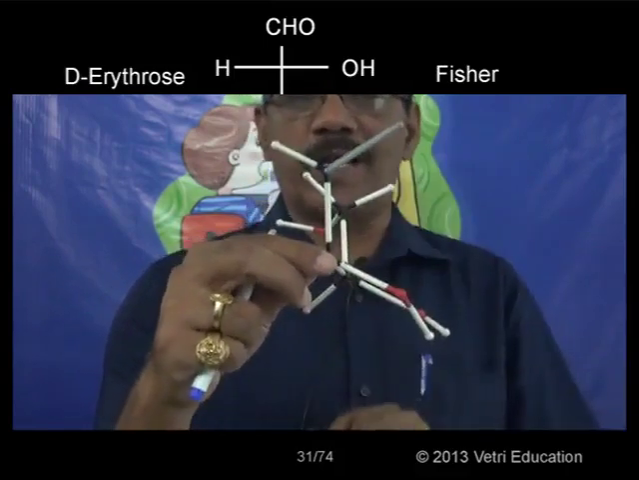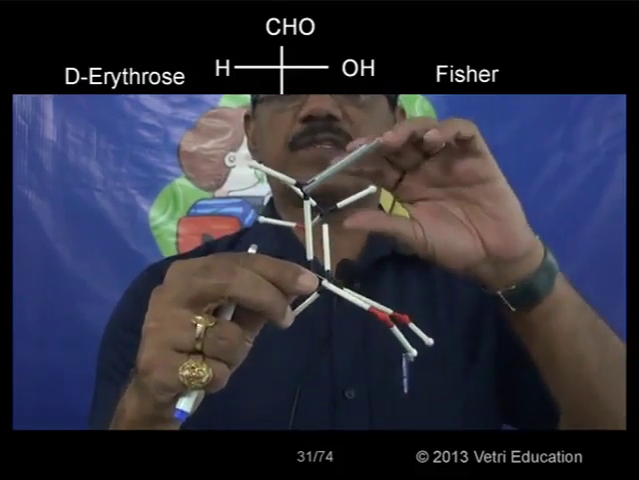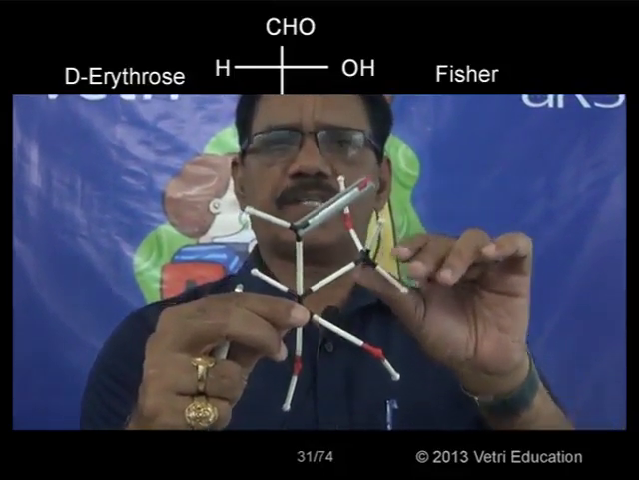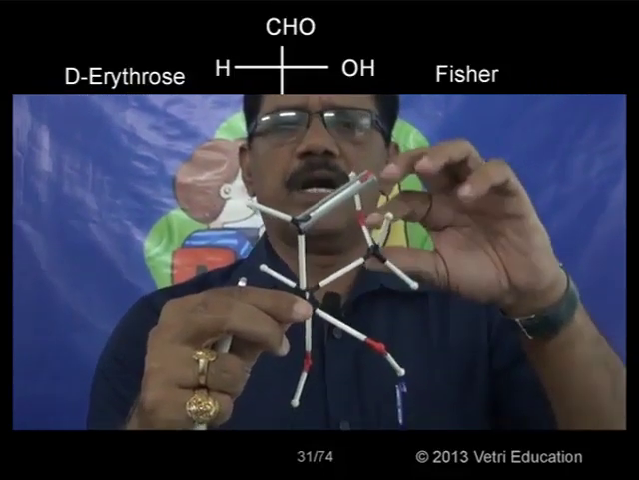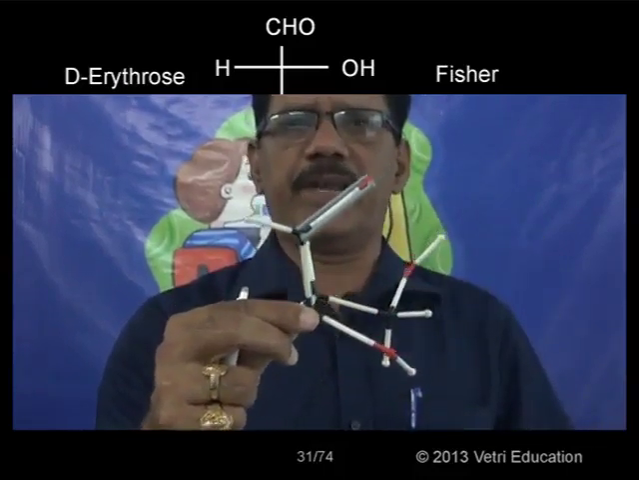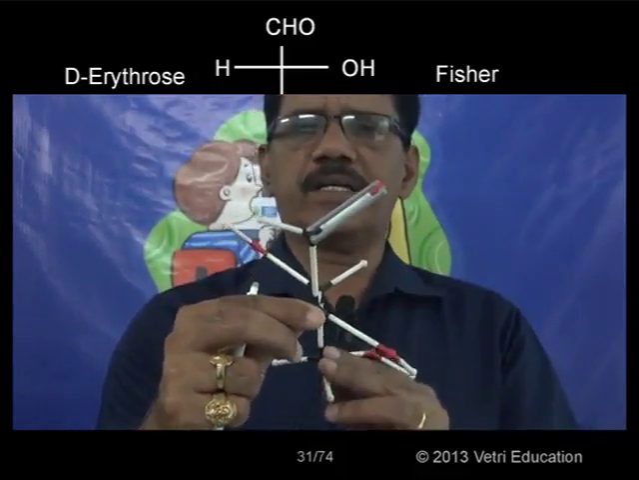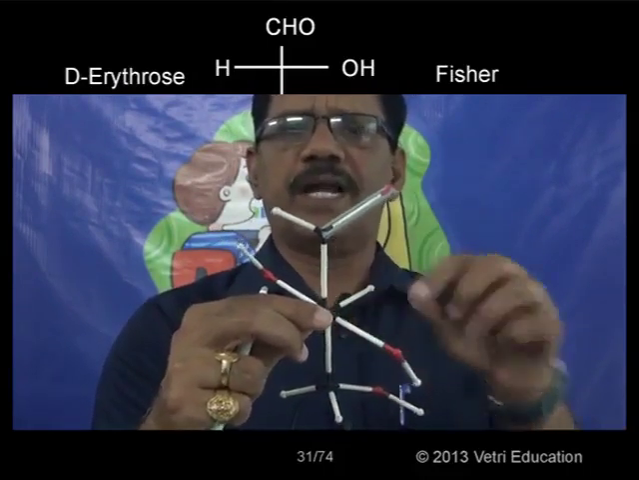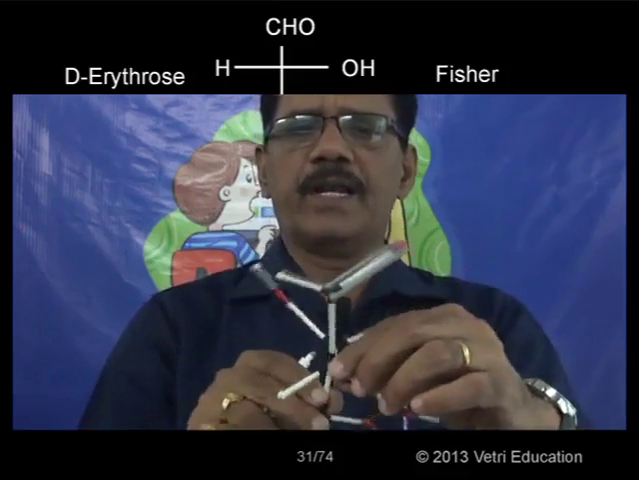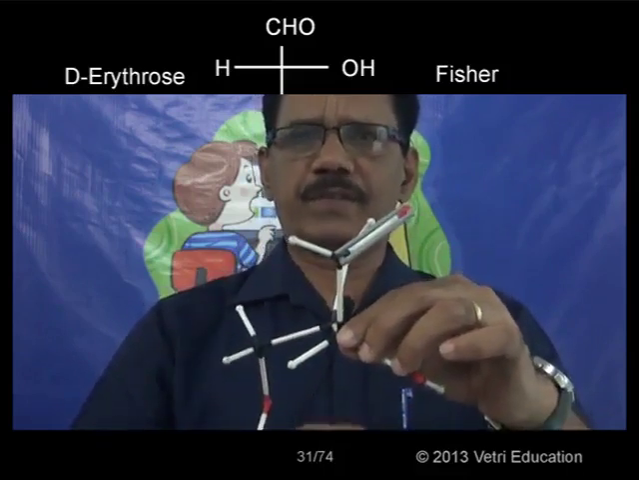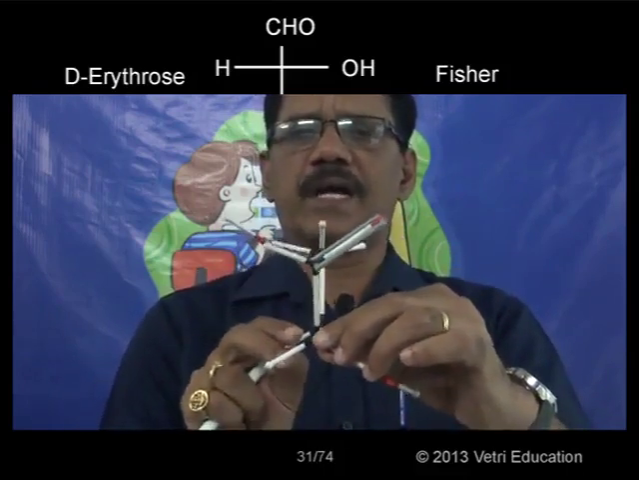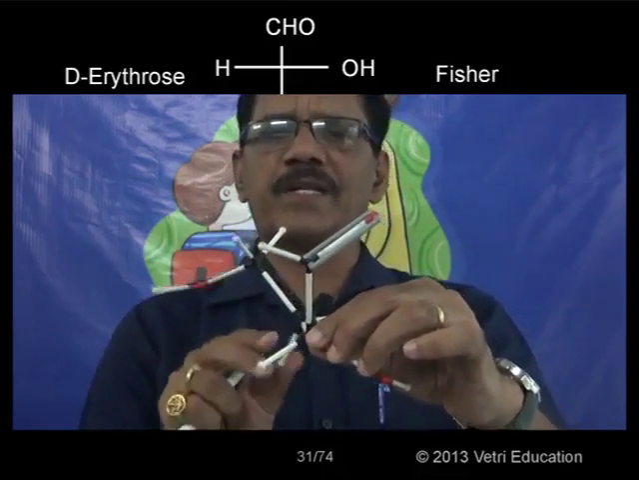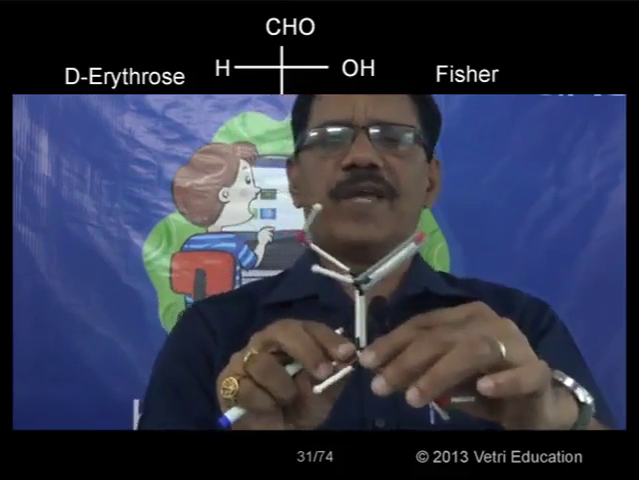Kindly see, this is number 1, eclipsed, fully eclipsed. Now I am rotating clockwise. This is staggered, partially staggered. Number 2, again eclipsed. Number 3, staggered. Number 4 is the anti, with CHO and CH2OH opposite to each other. Then number 5, eclipsed. And then number 6, again staggered. So there are 6 conformations, and this is the original.